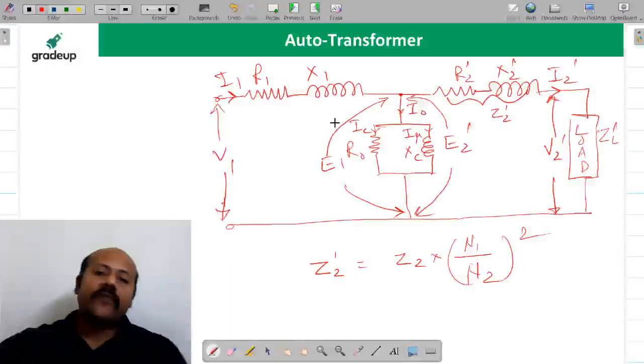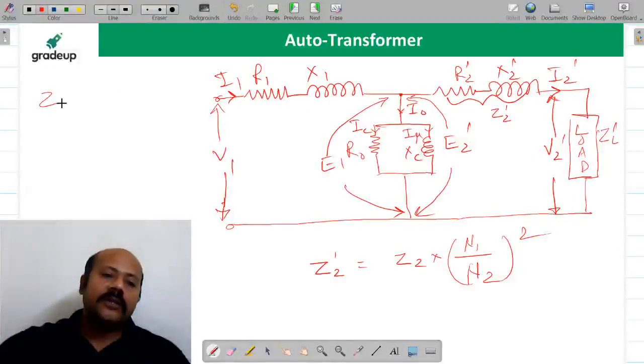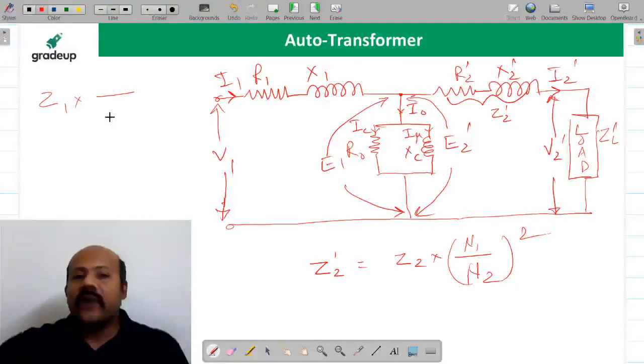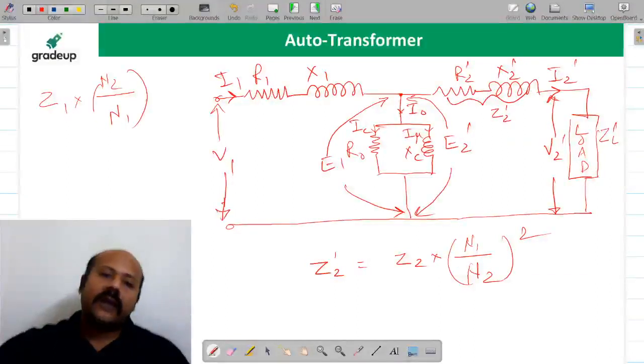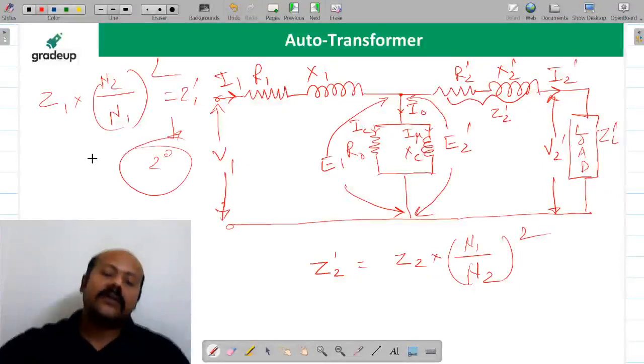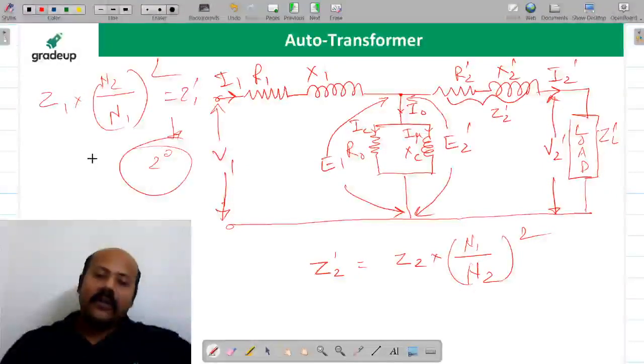Suppose you are going from primary to secondary. Suppose it is Z1. How you are going to change this into Z1 dash? From where you are going? N1. Where you are going? N2. Just square this. This is going to be Z1 dash when you refer it to the secondary winding. I hope it is clear to all of you.